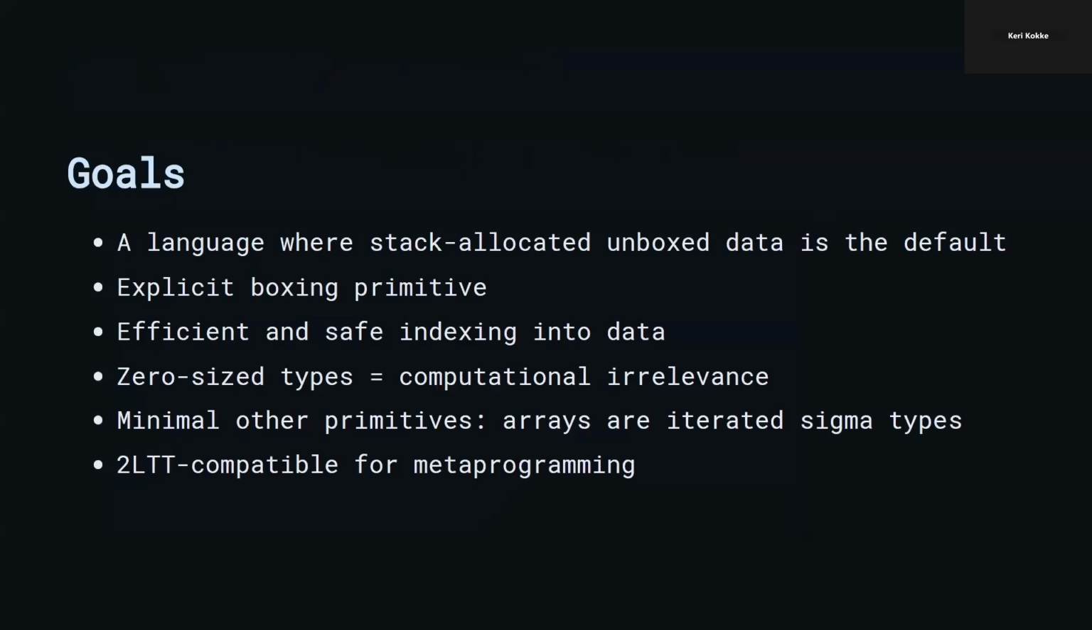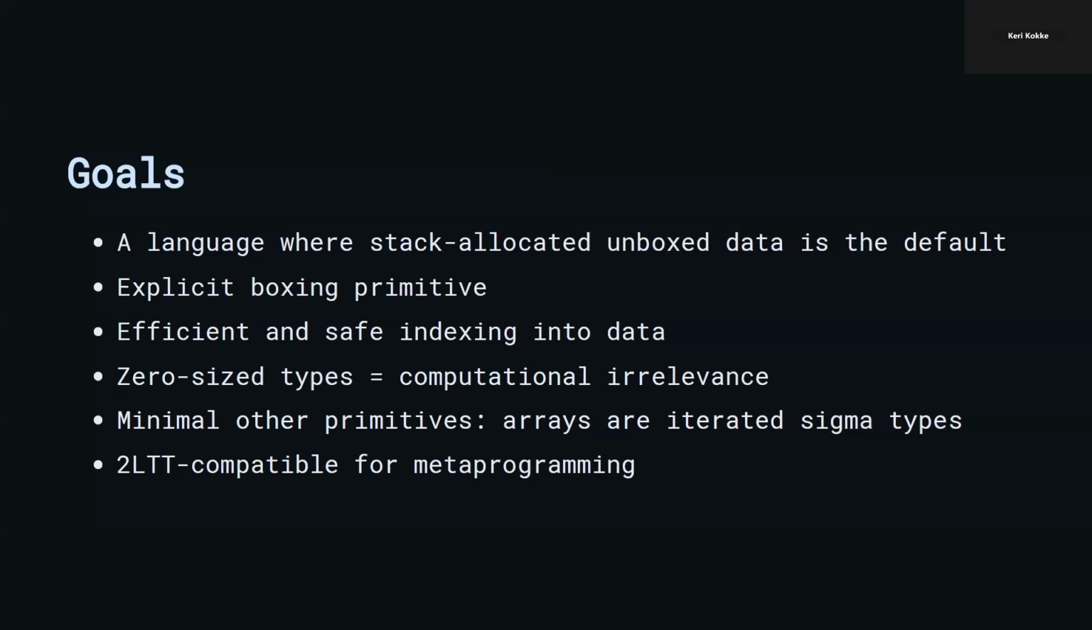So I'm going to go through some goals. The main goal is to have a language with dependent types where stack allocated unboxed data is the default. And we should also have an explicit boxing primitive for when we actually do want to use the heap. We should be able to have efficient and safe indexing into data. Because we have dependent types, we should be able to have the same kind of safe indexing. Since we have a concept of memory layouts, naturally we'll get a concept of zero size types, and it would be nice if this could correspond with computational irrelevance.